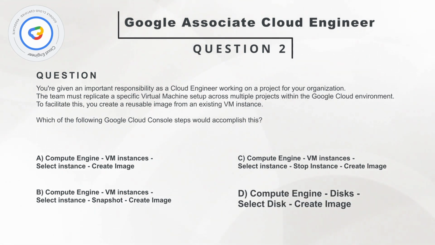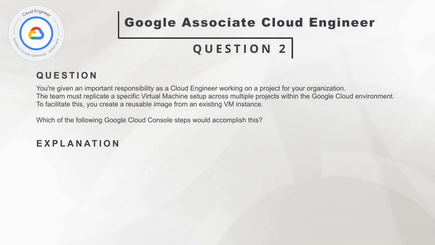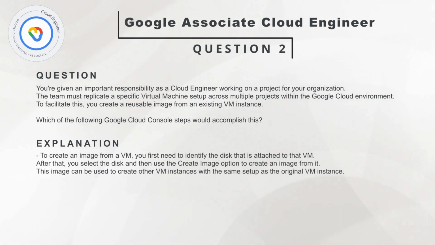Correct answer: D. Compute Engine, disks, select disk, create image. Explanation: To create an image from a VM, you first need to identify the disk that is attached to that VM. After that, you select the disk and then use the Create Image option to create an image from it. This image can be used to create other VM instances with the same setup as the original VM instance.